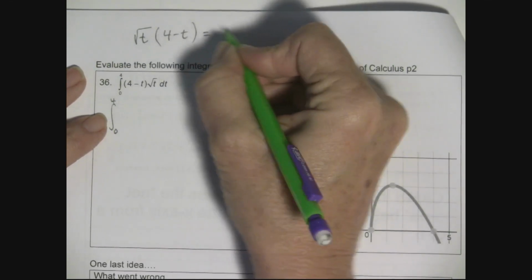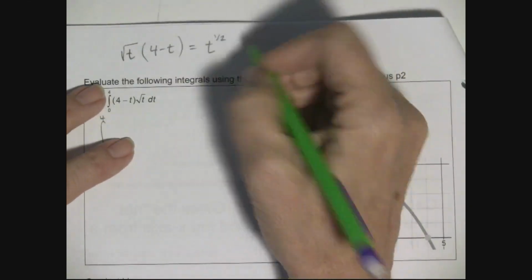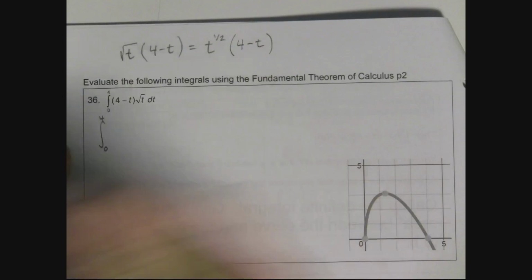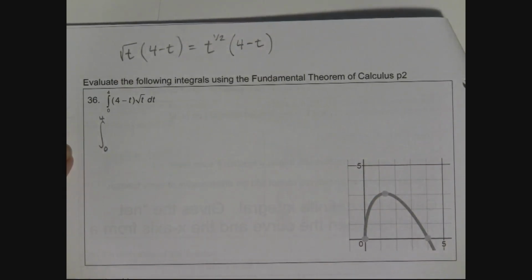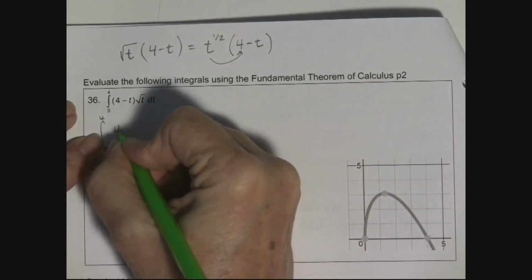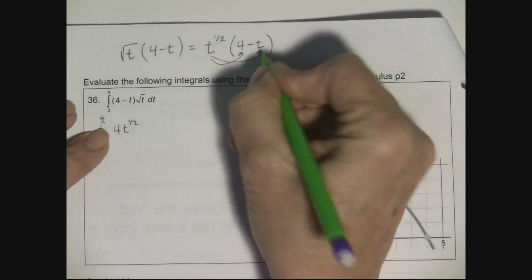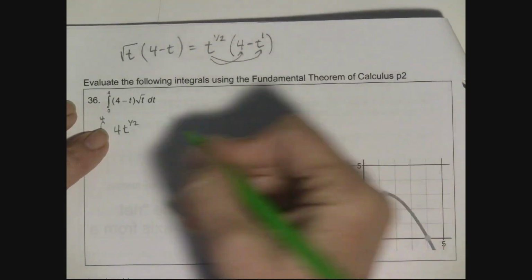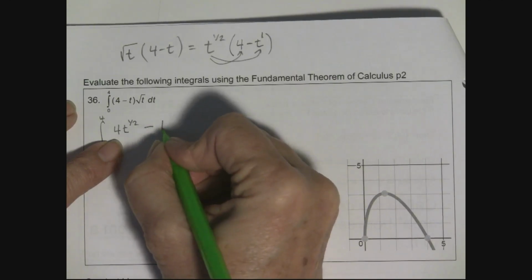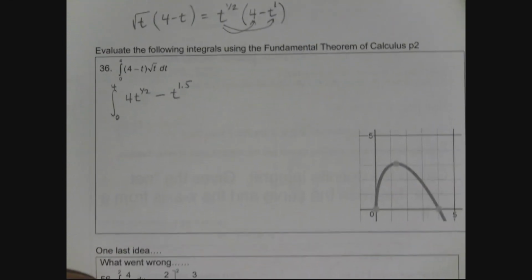And if it makes you happier to write t to the 1/2 when you go to multiply this together instead of the square root of t, then go ahead and do so. You do you on that. And now I'm going to multiply these together. So this is going to be 4t to the 1/2. And remember what you do, you add the exponents, and 1 plus 1/2 is 1.5. So this is minus t to the 1.5 dt.